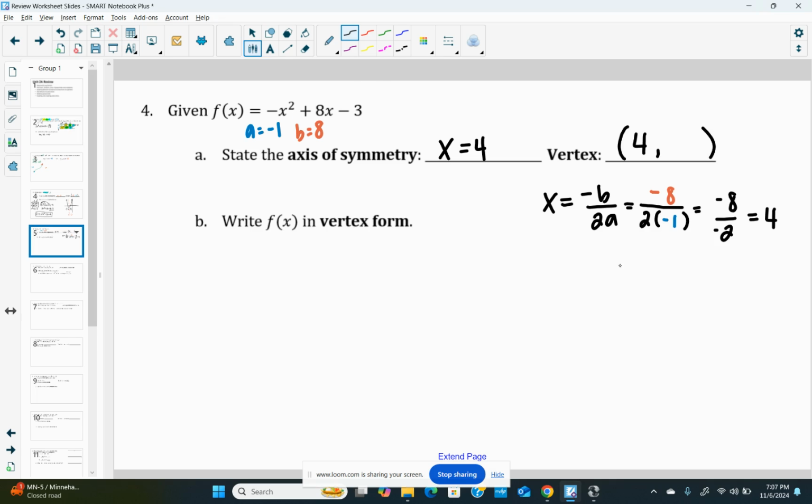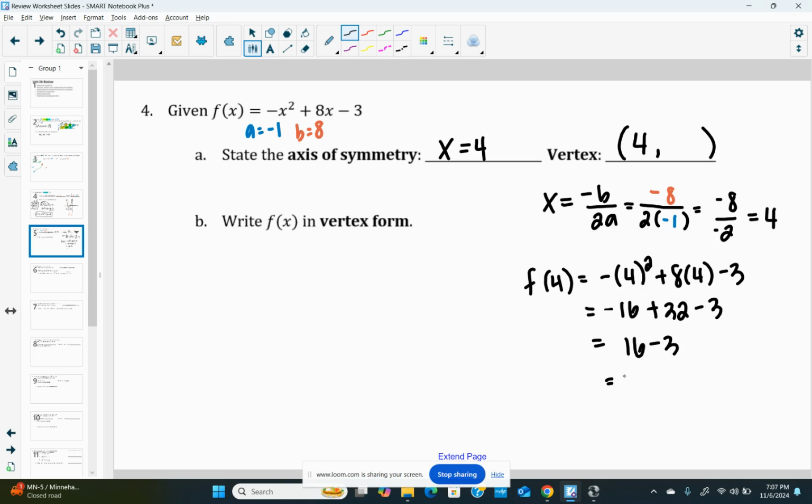So then we take the 4 and we plug it into the function. So you do f of 4. So you do negative 4 squared plus 8 times 4 minus 3. So just plug it into the function. So then 4 squared is 16, and you have that negative. 8 times 4 is 32, and then we have the minus 3. Negative 16 plus 32 is 16. Minus 3 is 13. So that means that when we have an x value of 4, our y value is 13. So our vertex here is 4, 13.